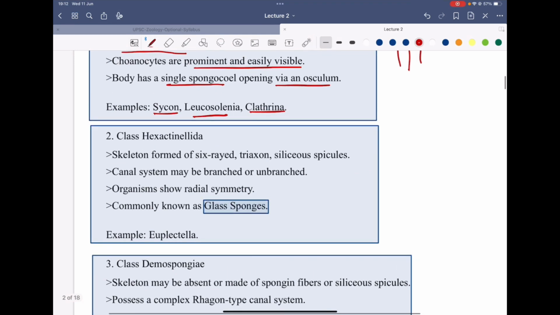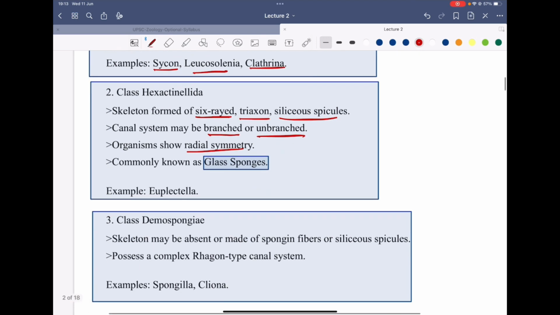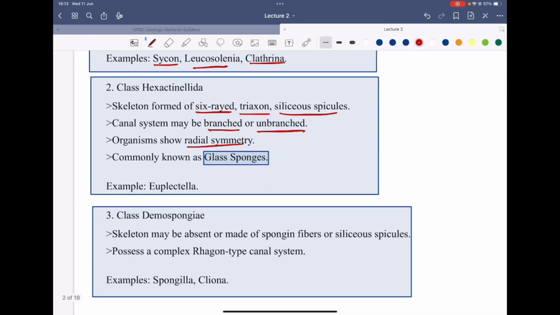Then we have class Hexactinellida. In Hexactinellida, the skeleton forms six-rayed triaxon siliceous spicules. The canal system may be branched or unbranched. And the organisms show radial symmetry. They are commonly called glass sponges, for example, Euplectella.